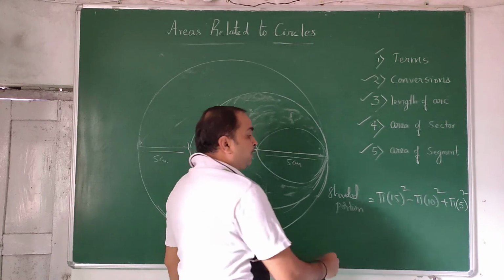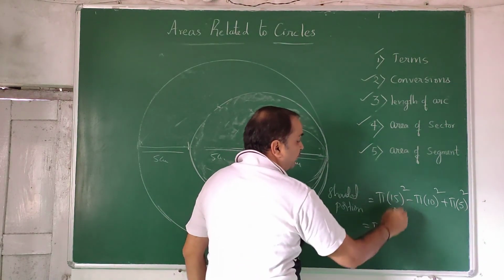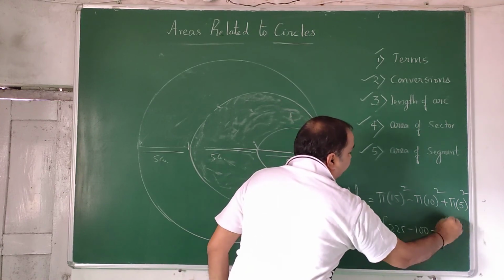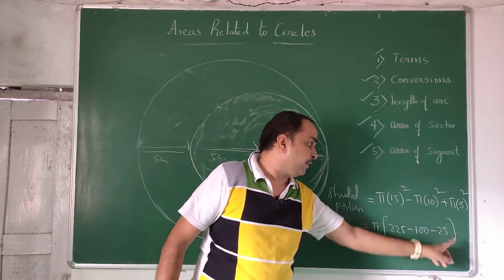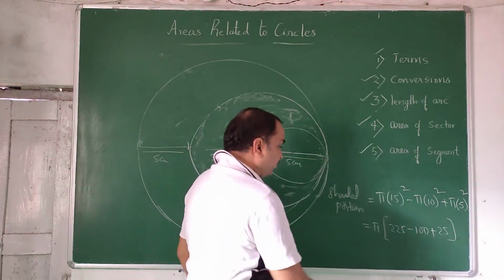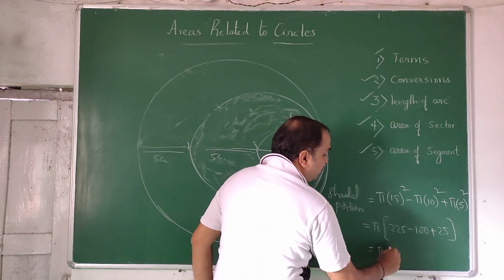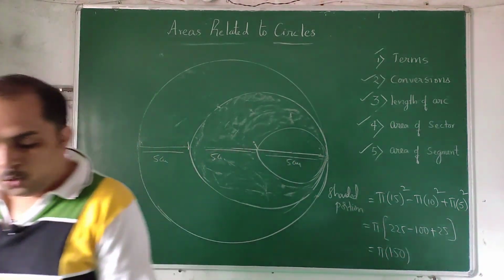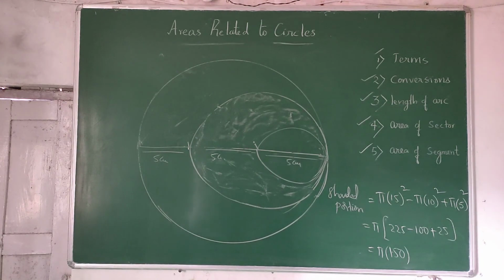So in all of them, pi is common. 15 square 225 minus 10 square 100 plus 5 square 25. 225 plus 25 is 250, minus 100, 150. So pi into 150 centimeter square. That will be the area of the shaded portion. Only thing is you have to visualize one given shape into some other format, then you can get everything. You try as many problems as you can. We'll stop it here.